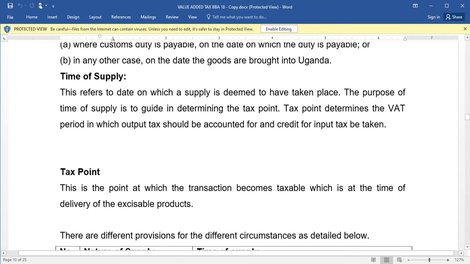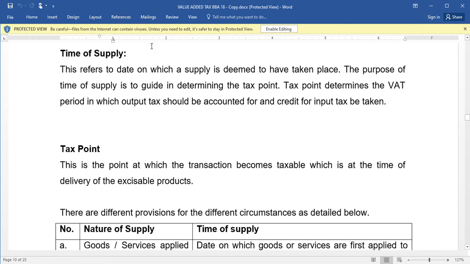Then we will have another definition called time of supply. Time of supply refers to the date on which the supply is deemed to have taken place. Time of supply, when the supply was made. Then tax point is the point at which the transaction becomes taxable, which is at the time of delivery of the excisable goods. The transaction becomes taxable at the delivery of the excisable products. That's what we call tax point.